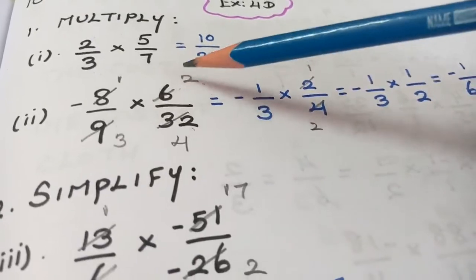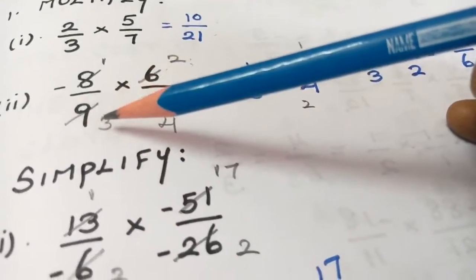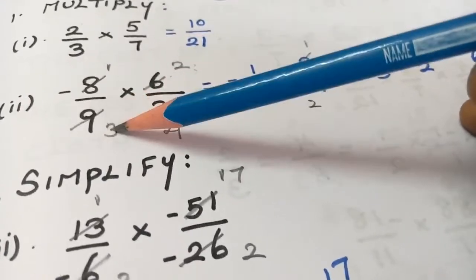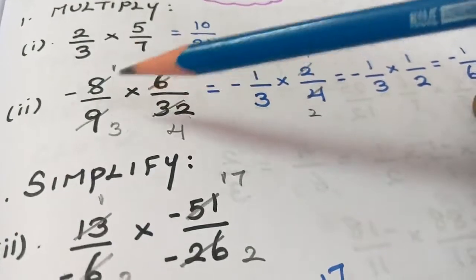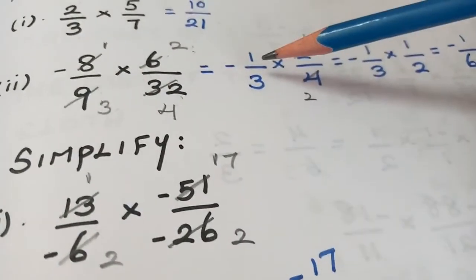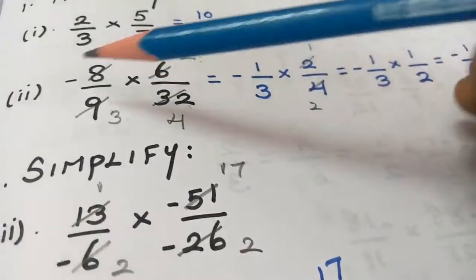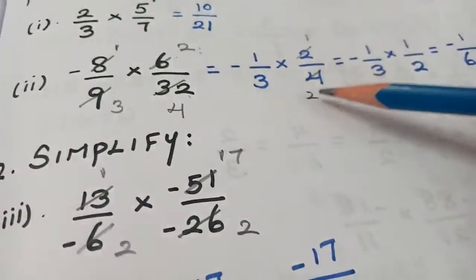So 3 into 2, 6, that is why I am writing 2 in this place, and 3 into 3, 9, that is why I am writing 3 in this place. After doing this, if you get confused while cancelling, take the numbers you cancelled and write them newly. Minus 1 by 3 into 2 by 4, write it here, students.